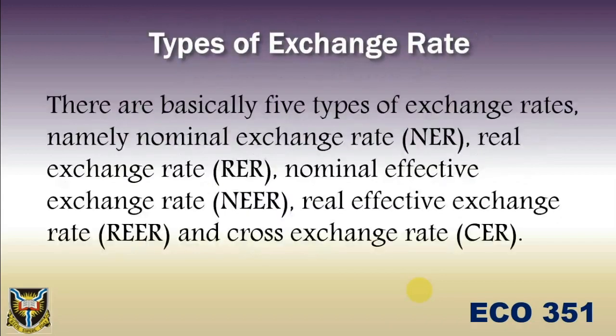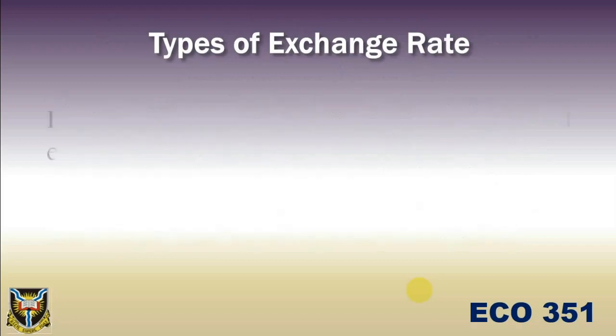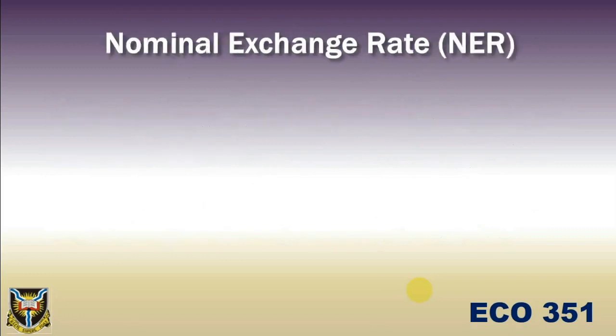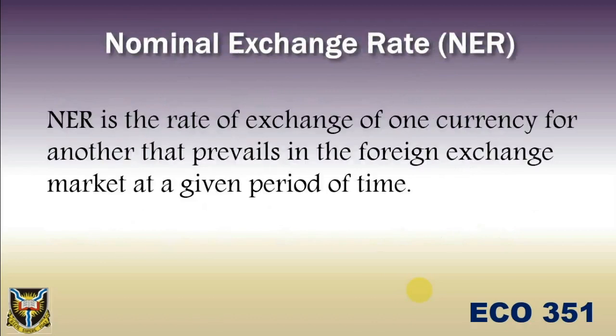Types of exchange rate. There are basically 5 types of exchange rate, namely nominal exchange rate, real exchange rate, nominal effective exchange rate, real effective exchange rate, and cross exchange rate. In what follows, we shall explain each one and examine their use. Nominal exchange rate. Nominal exchange rate is the rate of exchange of one currency for another that prevails in the foreign exchange market at a given period of time.